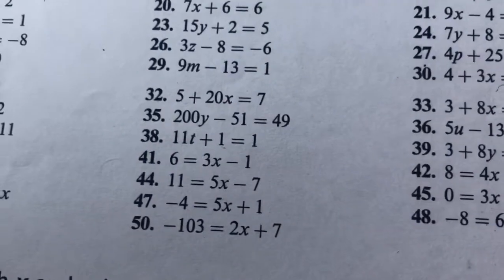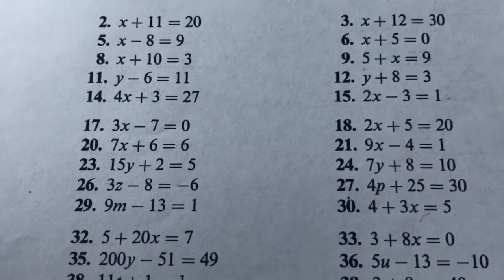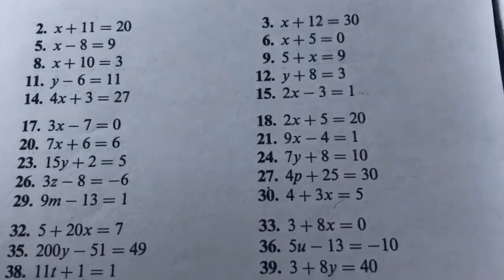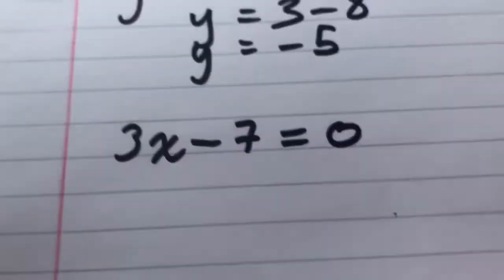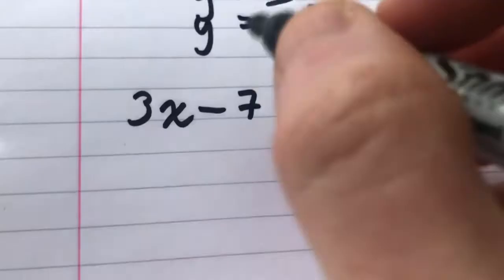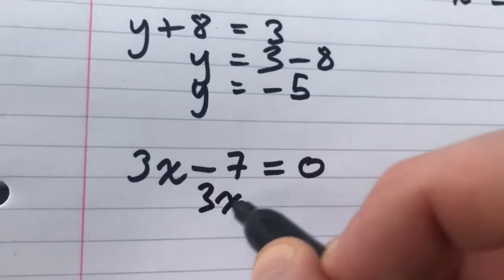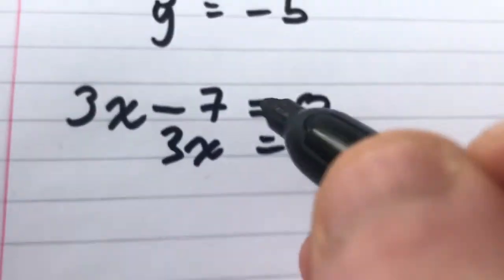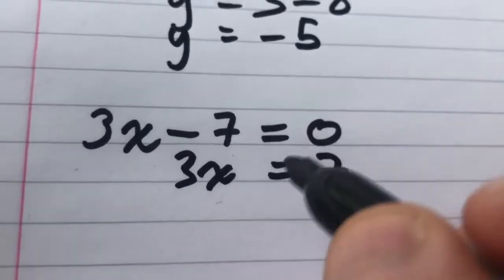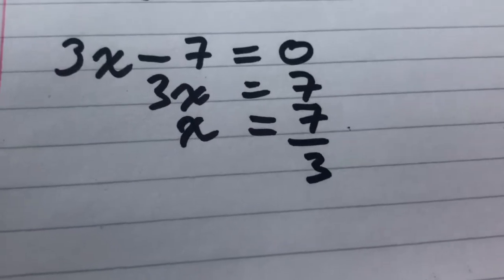If there is what's called a coefficient, a number in front of the x, like in question 17 there, it is 3x minus 7 equals 0. Now, what we would do is move the minus 7 over to the other side, make it plus 7. But we've got 3x's now equals 7, we want 1x, so we divide both sides by 3. So you can write it like that.